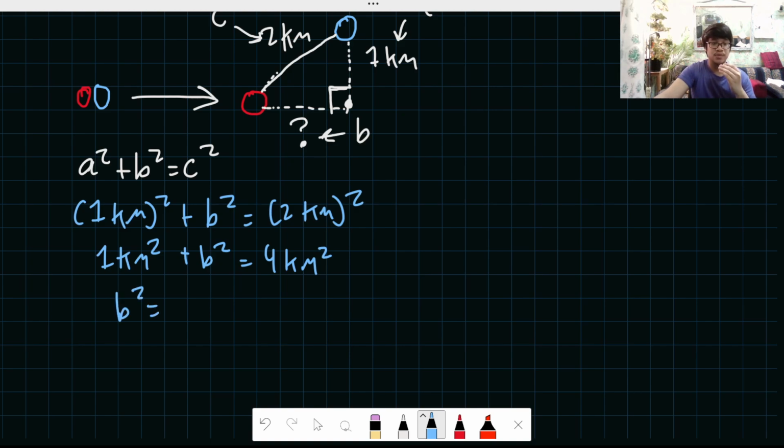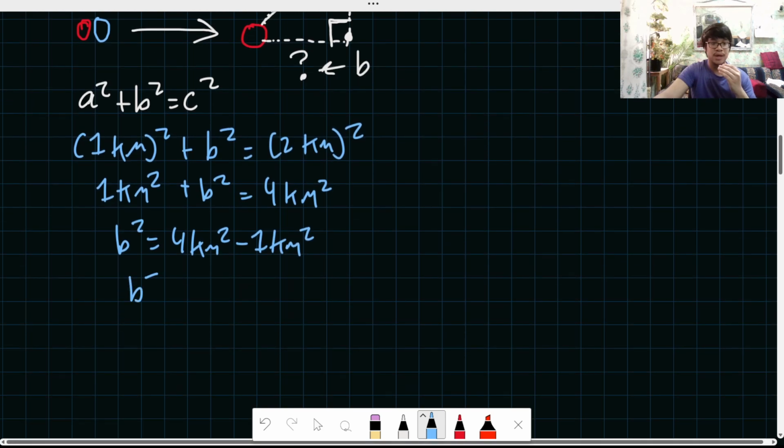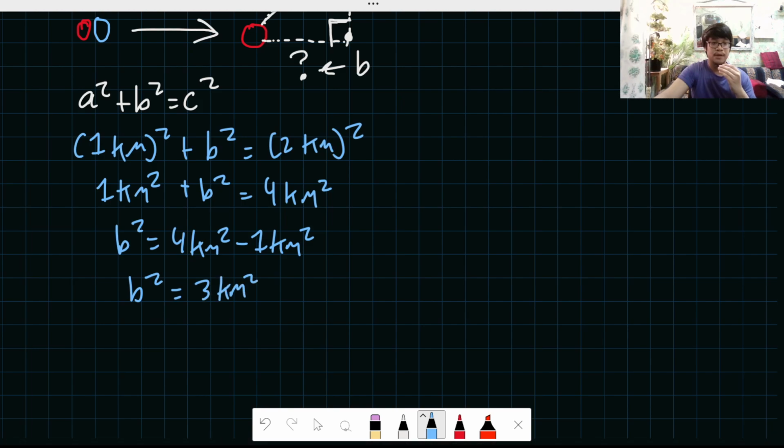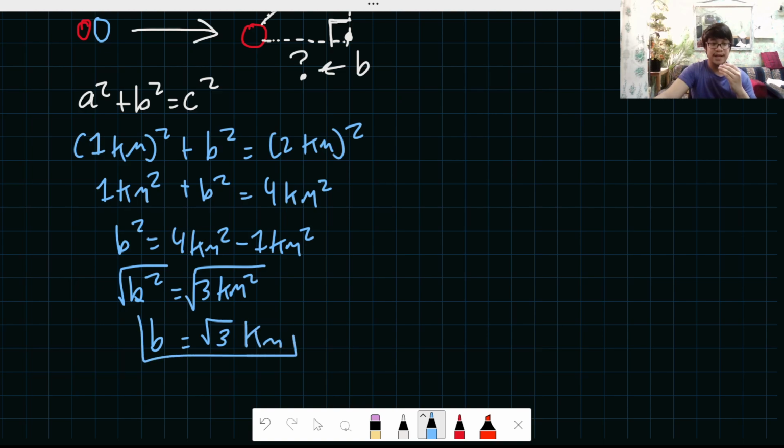So we will have B squared is equal to 4 kilometers squared minus 1 kilometer squared. So here, we will have exactly 3 kilometers squared. Now, for us to find our B, we will square root both sides. So we will have B is equal to square root of 3 kilometers. So this is already a valid answer.